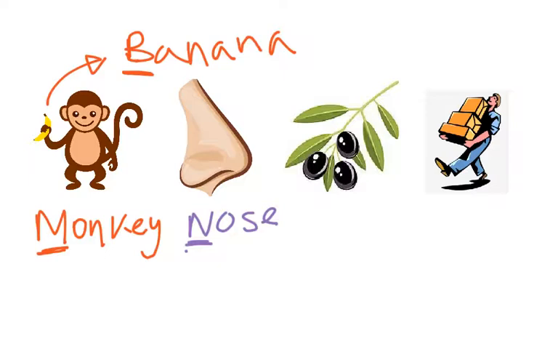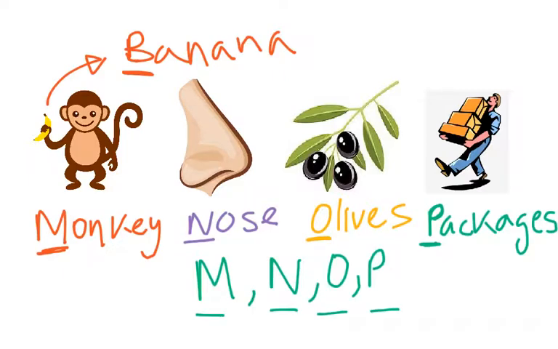And the next one we have here is O. So this branch has several olives on it. So O for olives. And this is a man.